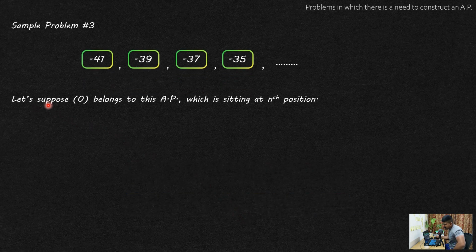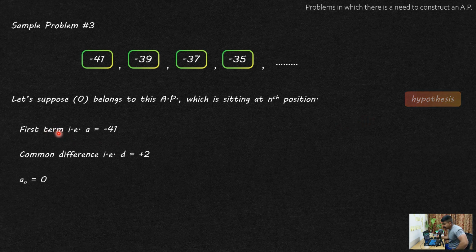So here, let us suppose that 0 belongs to this AP, which is sitting at nth position. This is not a fact. This is just a hypothesis. So first term, that is A, equals minus 41. Common difference, that is D, is equal to plus 2. And AN, that is the term that we have supposed is sitting on the nth position, is 0.